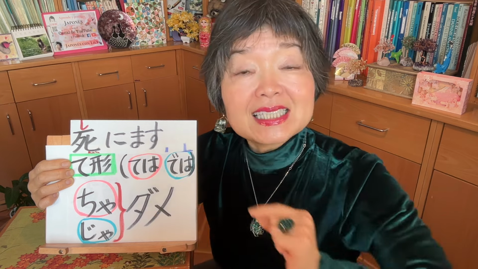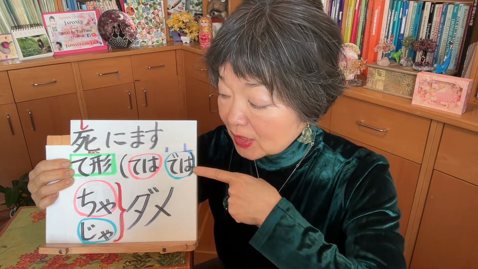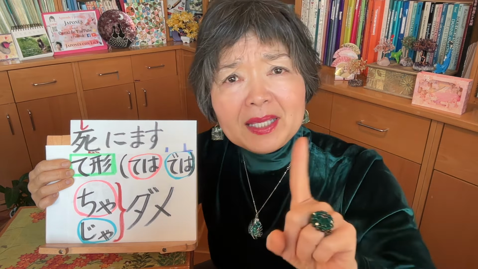The most casual way, 死にます and the te form is 死んで. Te with ten-ten like this, de. So, de wa, we must change to ja. 死んじゃダメ. As you see, grammar patterns are very easy. So now I'm going to show you lots of examples. I'm going to show you kinshi-kei, this rude way, and also a very casual way.